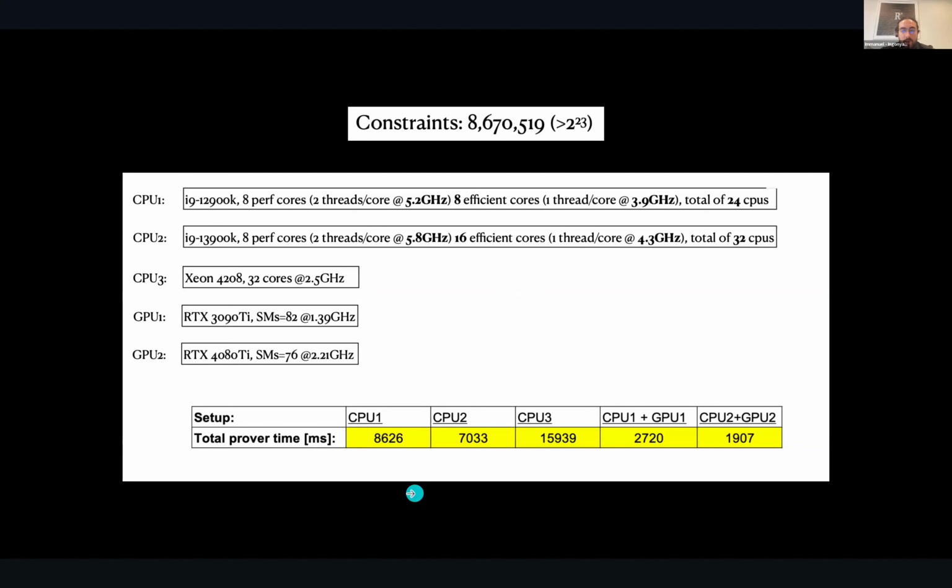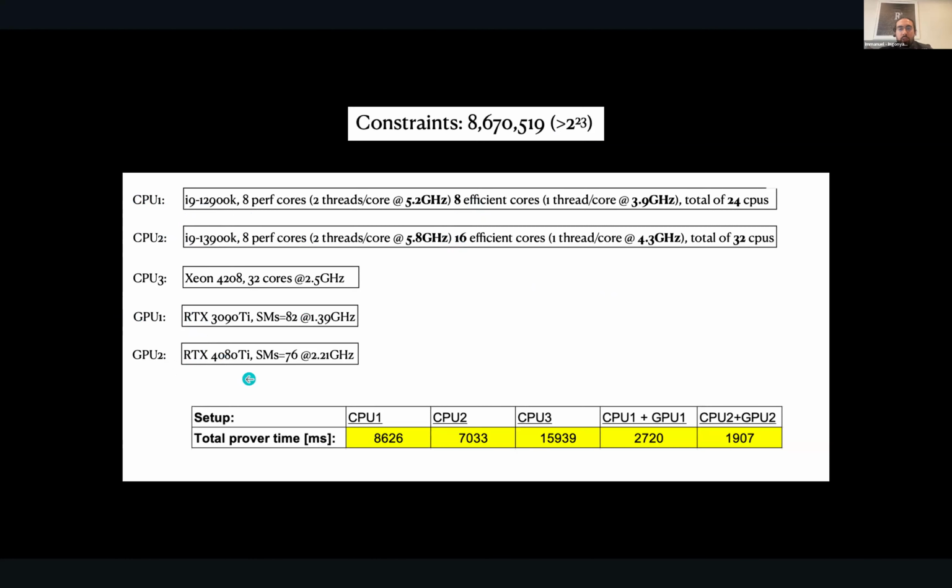The results of this optimization with Icicle and GPUs can be seen here. We benchmarked it on a circuit which is 2 to the power 23 constraints. We benchmarked it on a couple of different computers, where the first two have very powerful CPUs with 8 or 16 different cores. And then we also benchmarked it on the 3090 Ti and the 4080 Ti.